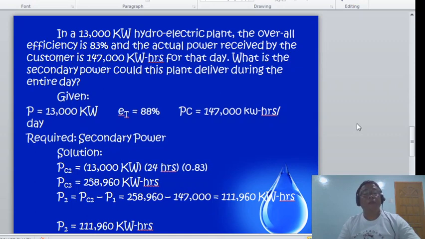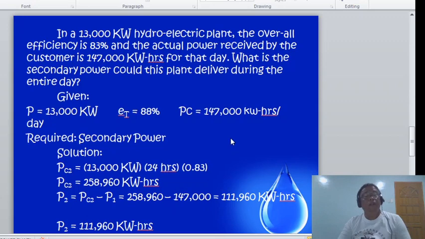Another one, class: in a 13,000 kilowatt hydroelectric plant, the overall efficiency is 83%. The actual power received by the customer is 147,000 kilowatt hours for that day. So what is the secondary power this plant could deliver during the entire day? Okay, so we have here given the power of 13,000 kilowatts, efficiency of 88%, and the energy 147,000 kilowatt hours. Required: secondary power.